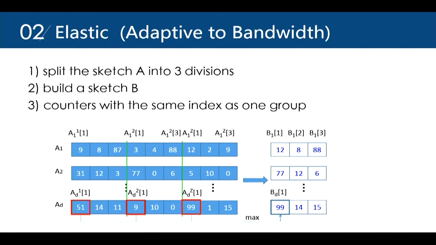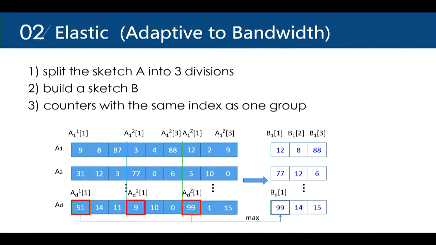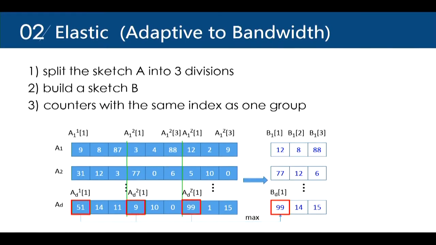There are two strategies. We can use sum value. We can add them all. And we can also use max value. For the same sketch, if we use a max value, the accuracy can be much higher.